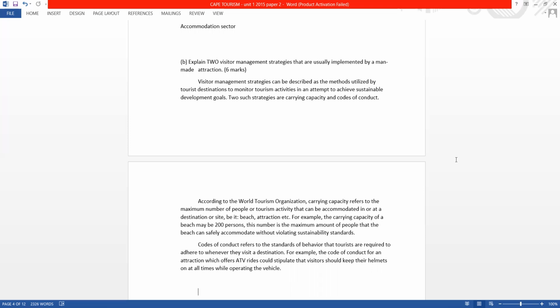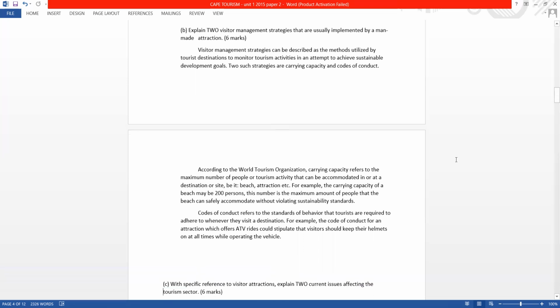So you can have a look at these strategies and have a look at other strategies as well. These are not the only strategies. As I've kept saying, there is no one answer to most of these questions, right? But you have to explain, you have to use examples, you have to allow CXC, or the persons marking the paper, to realize that you know what you're talking about.